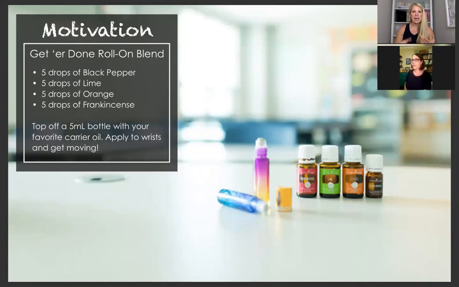You can see that it has black pepper and lime and orange and frankincense. So the black pepper kind of gives it that spicy sort of smell. The lime, of course, is very tropical. Think about how they make lime and coconut body rubs. So it's nice and refreshing. Same thing with the orange. And then of course, frankincense is kind of woodsy. So this is a really nice blend.